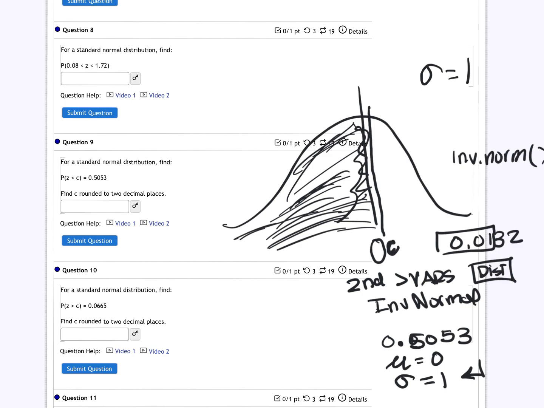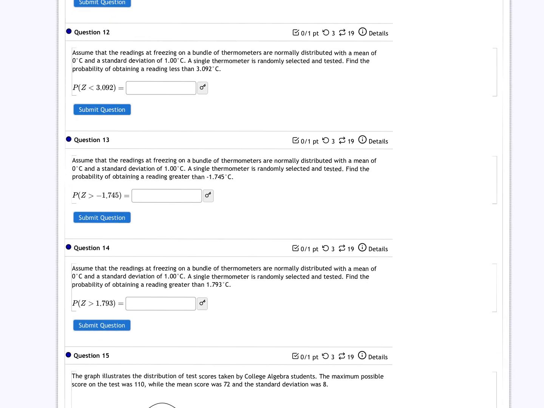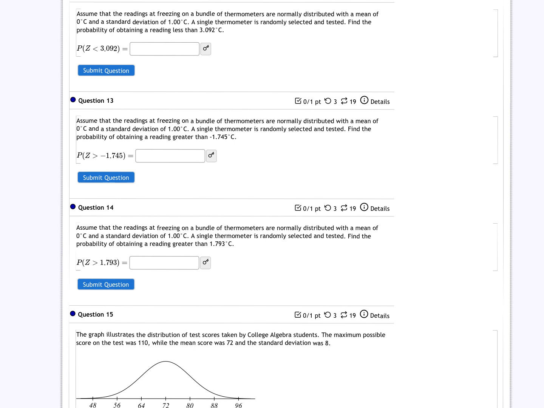Let's take a look at 13. All right, so this one, before they gave us a percentage, a decimal, and they asked us for a cutoff. And this one, it looks like they're asking us to find, well, let's read it. Assume the readings of freezing on a bundle of thermometers are normally distributed with a mean of 0 degrees and a standard deviation of 1. So they have a standard normal curve.